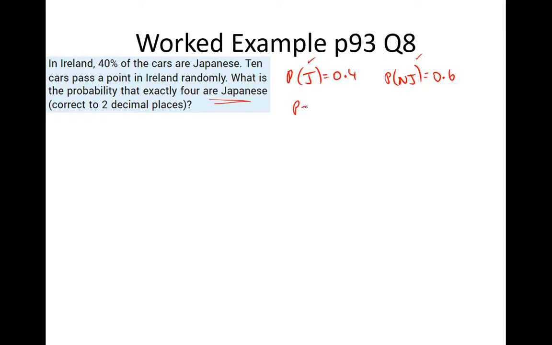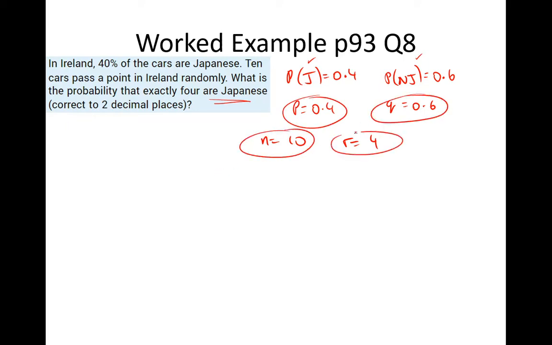So that means P is equal to 0.4 and Q is equal to 0.6, because we always allow the success to be P and the failure to be Q. Okay. How many times has this experiment been repeated? Well, 10 cars pass a point. So that's N equals 10. And from that, what are we asked to do? We want to find out that exactly 4 are Japanese. So R is equal to 4. That's the number of successes I require. So probability of success, probability of failure, number of repetitions of the experiment, and there's the number of successes I require. So how do I get the answer to this? Use the binomial distribution of the Bernoulli trial.